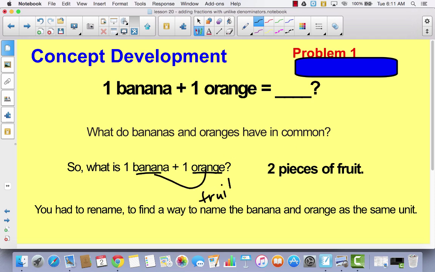This is the same strategy that we're going to use when we are renaming units and fractions. When I try to add 1/3 plus 1/2, I can't say that is 2 third halves. Doesn't work like that. We have to rename the units. So that's what we're going to be doing today. So I hope that you didn't write any of this in your journal. I just wanted you to listen to that part.